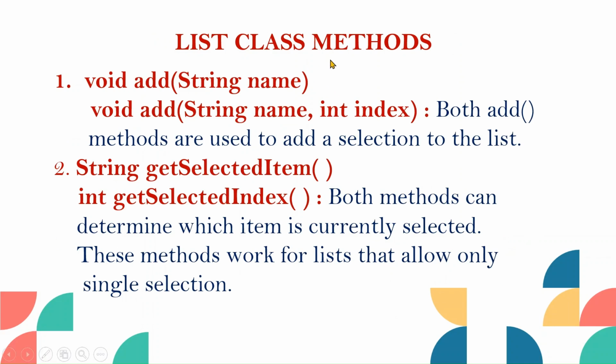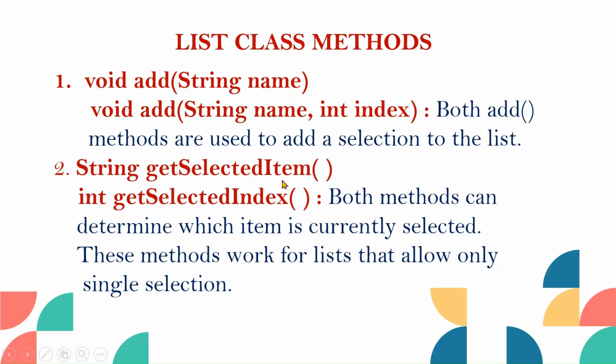Now what sort of methods are available for the List class? We have an add method where you can give the name of the item you want to add to the list, and for this first method, it will add only to the end of the list. But sometimes I want to add a particular string or item in between, so you specify the index number where you want to add, and the element already existing at that index will move one step forward, and this new value will be inserted there. It is not going to overwrite. So both add methods are used to add an item to the list.